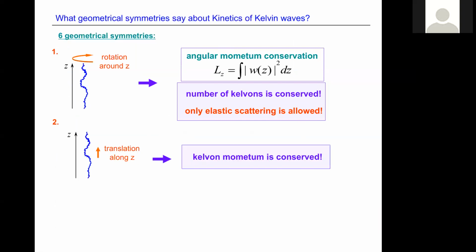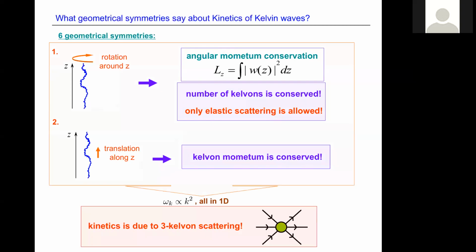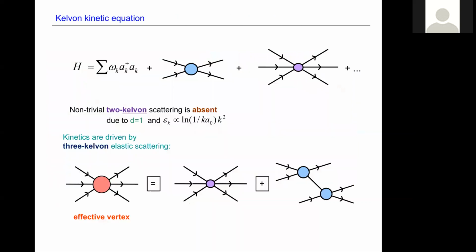Now, the translation along the z-axis is also a standard symmetry, giving us momentum conservation along the z-axis, and combined with the fact that we're in one dimension, and that the dispersion relation is essentially k squared, tells us that the lowest order non-trivial process that leads to kinetics is 3-Kelvin scattering. Because if you have 2 particles in one dimension with k squared dispersion, you cannot exchange energy and momentum for kinematic reasons. You have to go to 3-particle scattering. So the effective vertex has to be 3-particle scattering.